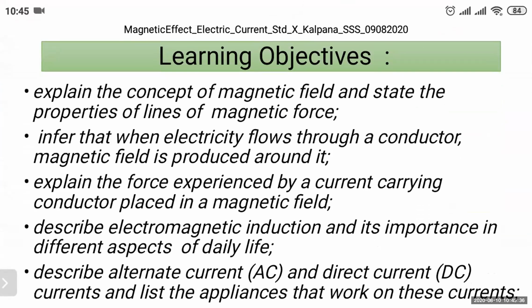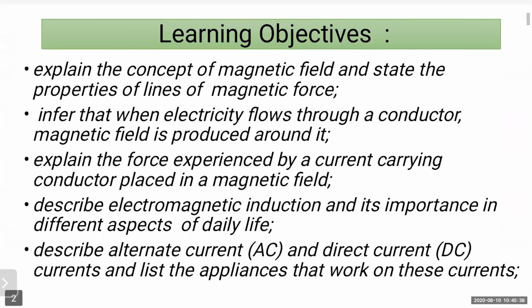Now these are the learning objectives of this topic, that is, explain the concept of magnetic field and state the properties of lines of magnetic force. Second one is infer that when electricity flows through the conductor, magnetic field is produced around it. Third one is explain the force experienced by the current carrying conductor placed in a magnetic field.